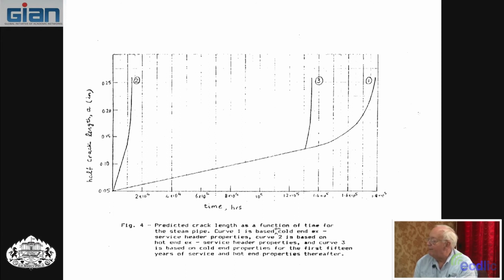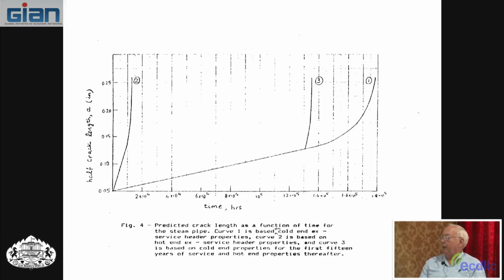See, 10,000 hours would be here. So this is about 10,000 hours. Here is about 100,000 hours. 100,000 hours would be a little bit more than 12 years. So they're predicting life. A 10-year life prediction isn't too bad. But if you use just hot end material properties, you don't get much more than a year of life.